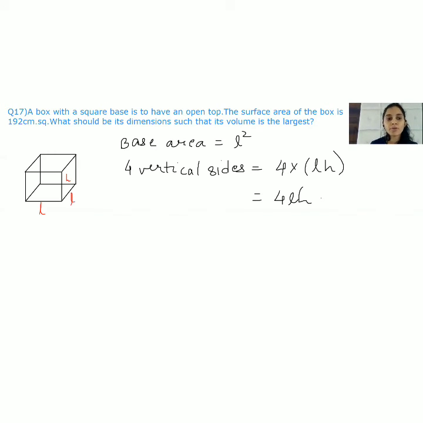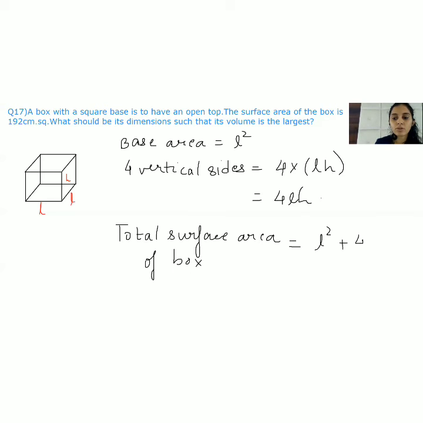That would be your 4 vertical sides. Does it have a top? No, it does not have a top. It is open. So this becomes the total surface area of the box. So total surface area of the box is equal to L square plus 4LH. Okay, so this we found out from the information that they have given us.